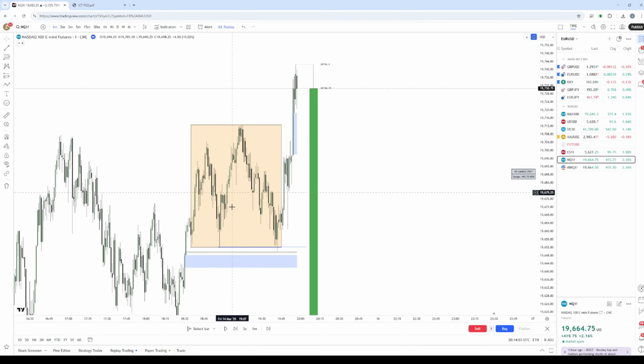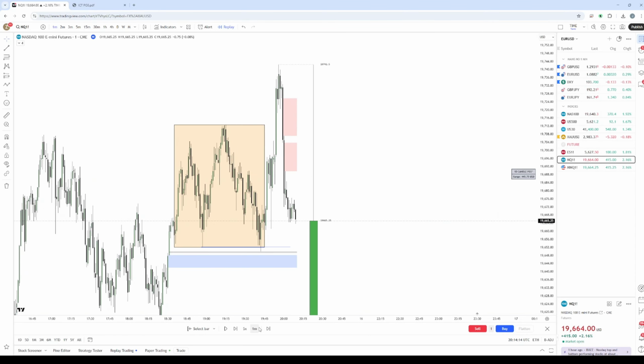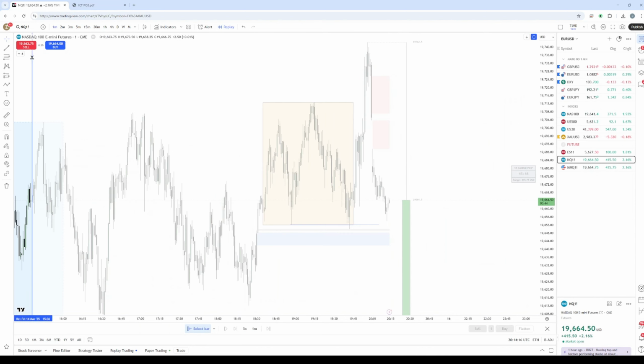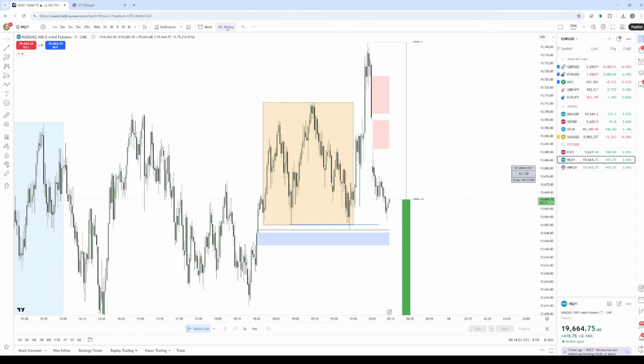So we accumulated these orders, we manipulated these orders into a fair value gap, and then we aggressively distributed to the upside. And that literally happened how long ago? That happened about 15 minutes ago on NQ. Okay, so that's just one example of how you can do it.